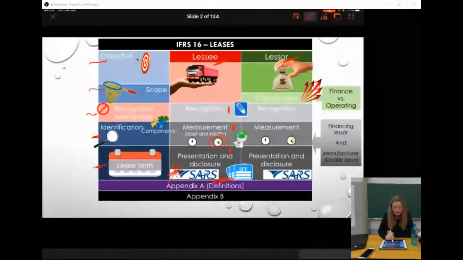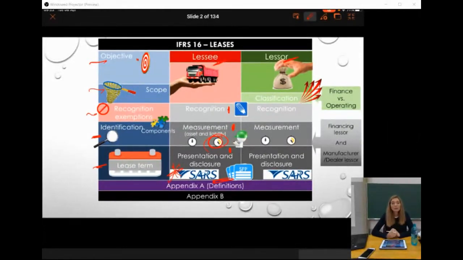And then we're also going to look at subsequent measurement. There are some subsequent measurement issues that you have not yet dealt with in FRK 201. Basically, the bulk of the lessee you've already dealt with in FRK 201. We are just adding some things to it. And then for next week and the week after, we will be jumping into the lessor. So that's our plan.